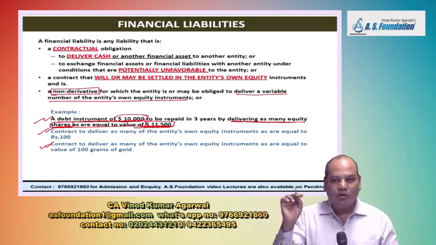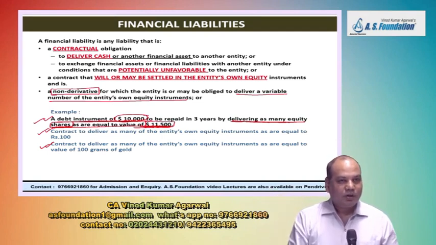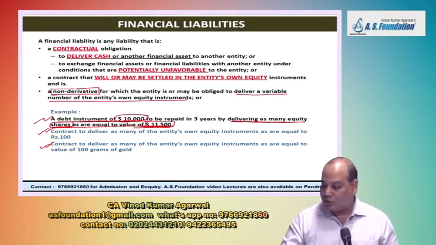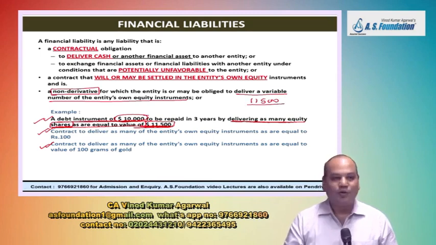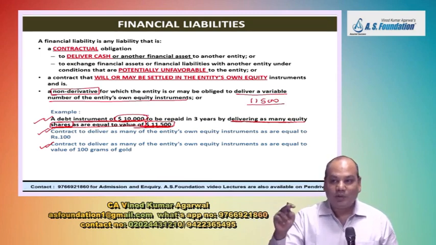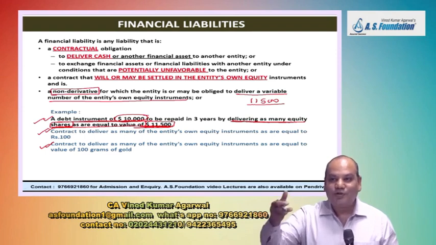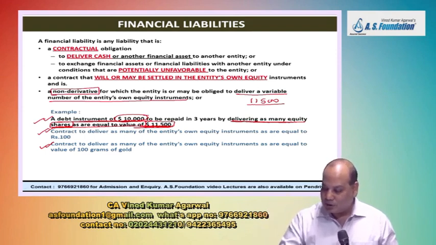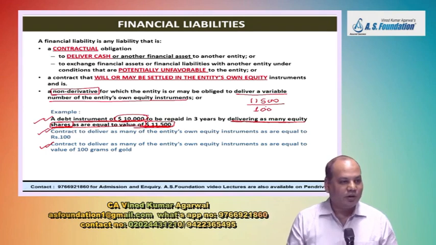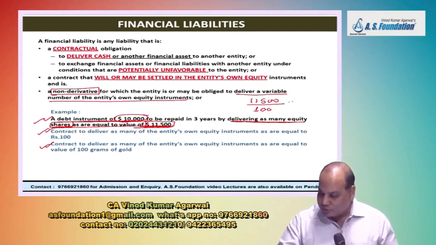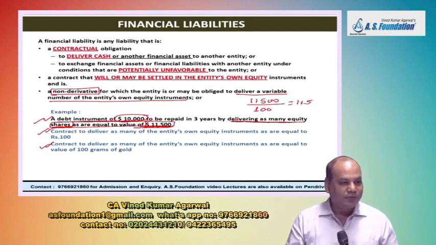Does it involve a variable number of shares? Because you are going to pay 11,500. But how many equity shares you are going to issue will depend on the price of the equity share. If the price of the equity share is $100, you are going to issue 105.